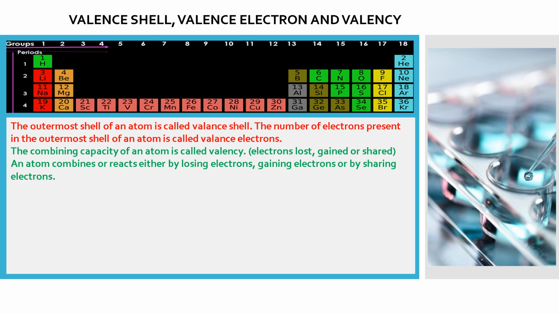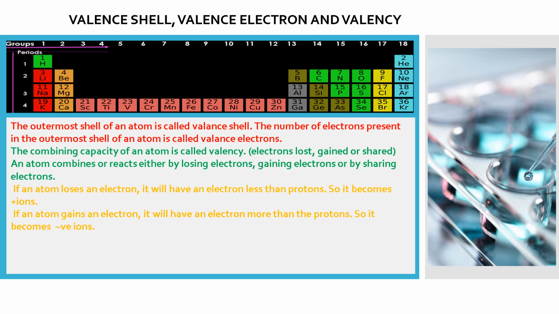See, normally electrons are lost, gained or shared. So whenever an atom combines or reacts with another atom, they either lose electrons, gain electrons or share electrons. This determines the combining capacity or valency. If an atom loses an electron, it will have an electron less than proton. So it becomes positive ions. If an atom gains electron during reaction, it will have an electron more than the protons. So it becomes negative ions.